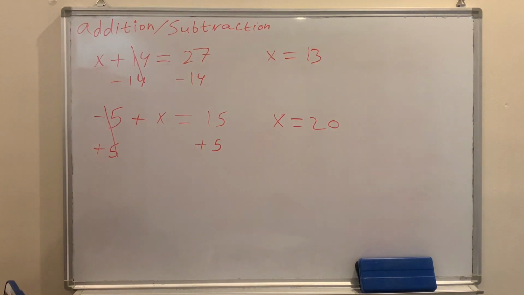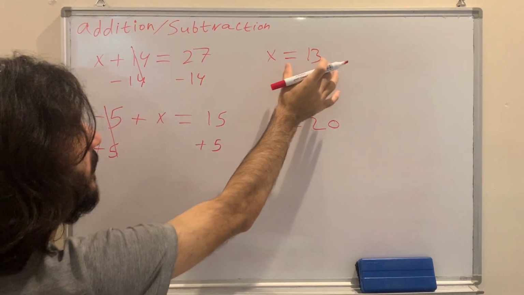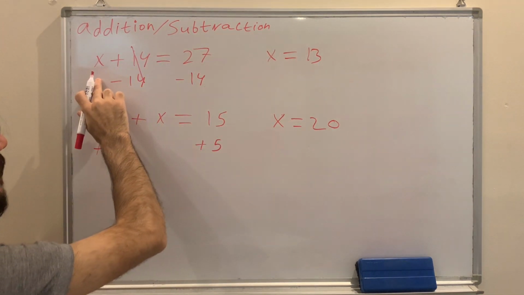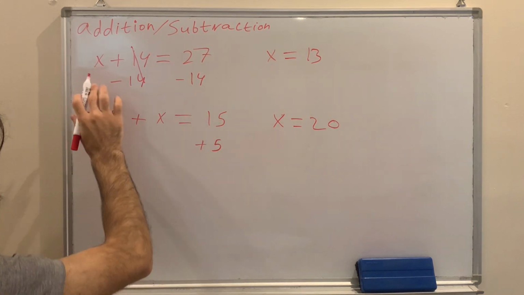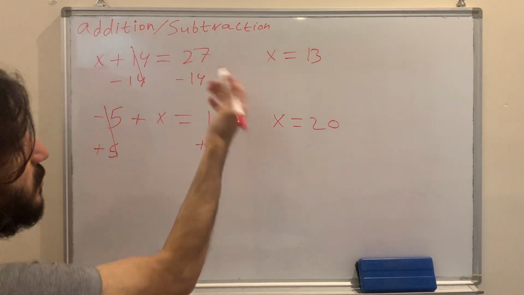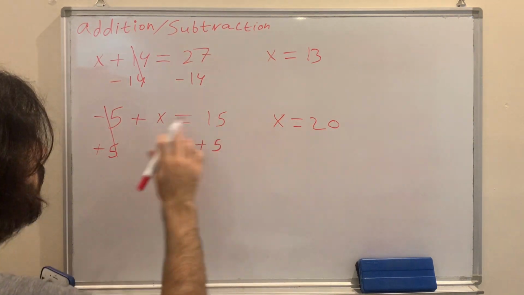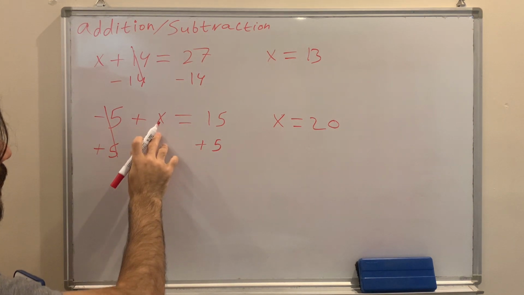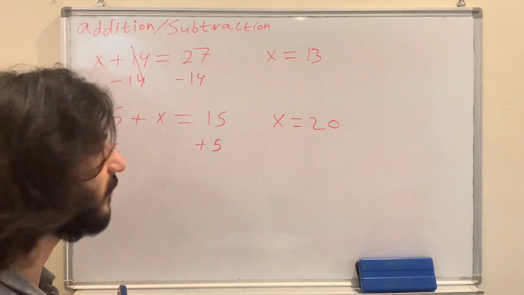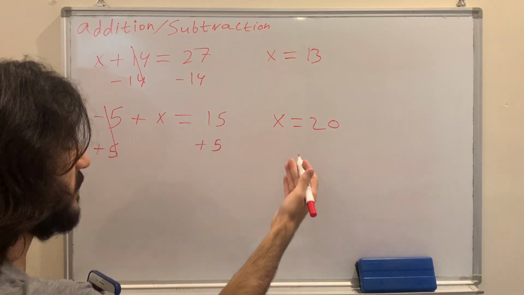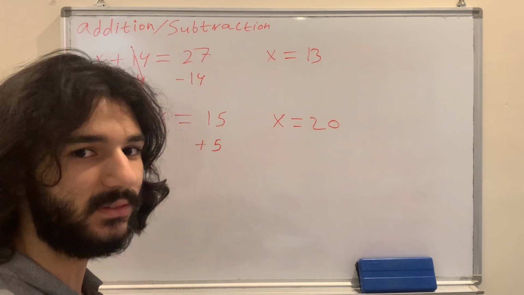And it's that simple. If you want to make sure that you got it correct, you can just plug the x back into itself and just do the operation. 13 plus 14 is 27, so it's correct. And 20, if you plug in 20 here, negative 5 plus 20 is the same as 20 minus 5, which is indeed 15. So they're both correct. Now let's move on to the other thing.